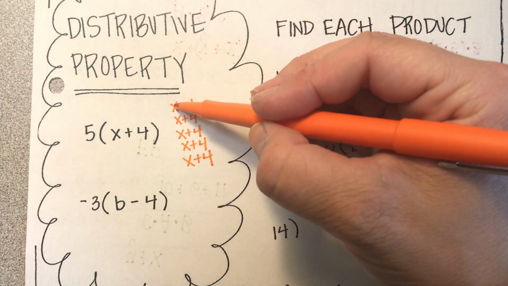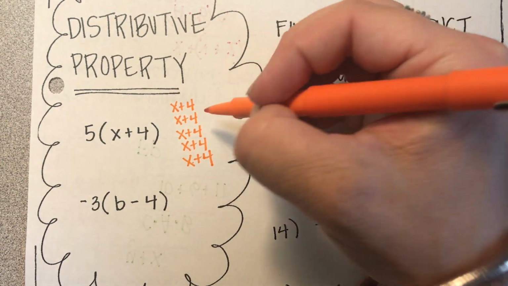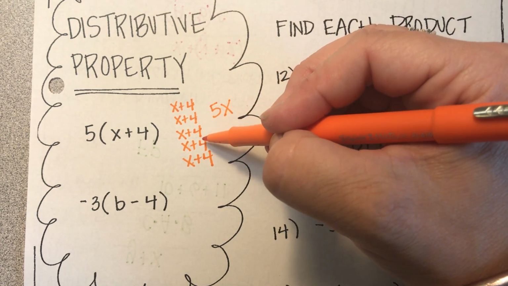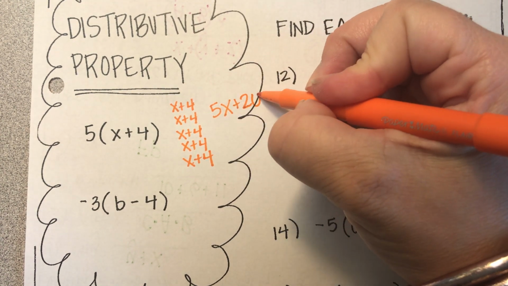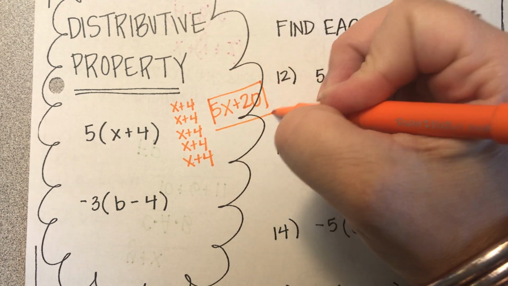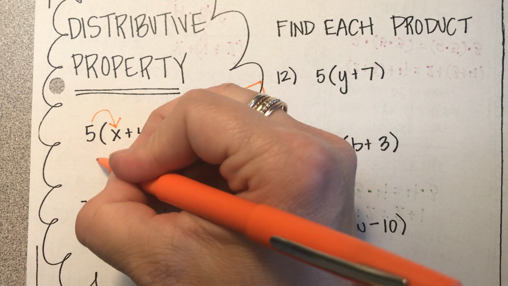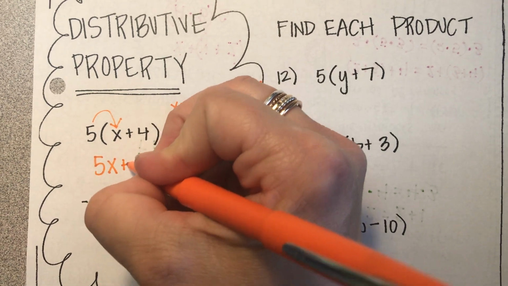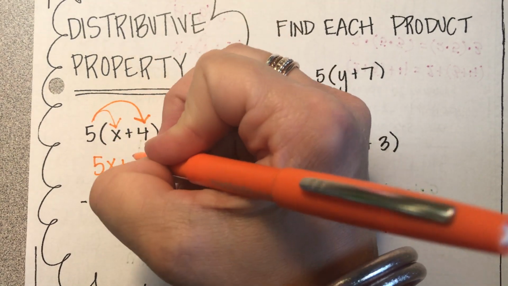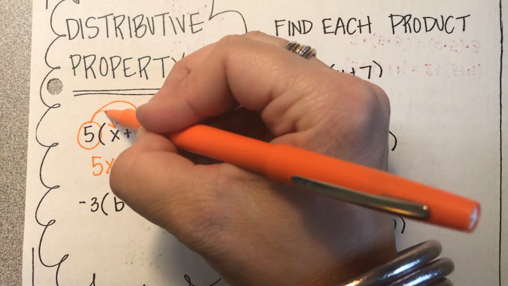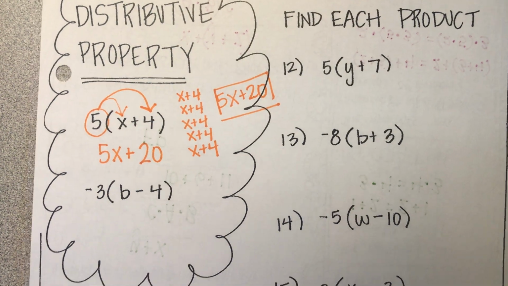So how many x's do we have? 1, 2, 3, 4, 5. And how many 4s? 4, 8, 12, 16, 20. So I could simplify it to 5x plus 20, but look at how much easier it is over here. 5 times x is 5x plus 5 times 4 is 20. So this whole number got multiplied to everything inside.